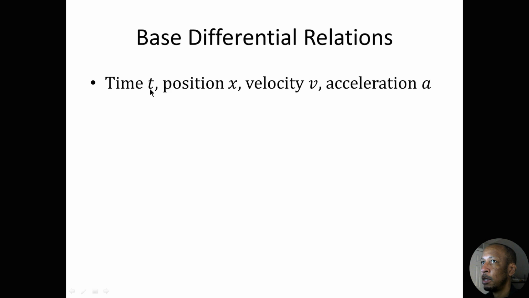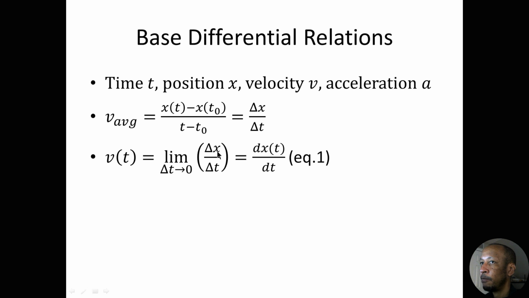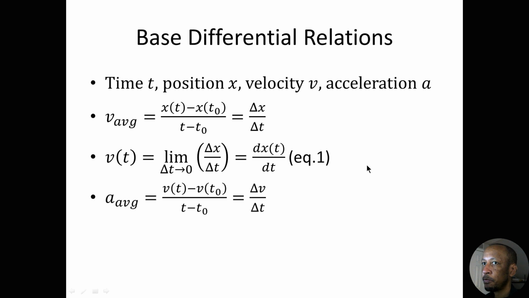So you have time t, position x, velocity v, acceleration a. V average, the average velocity, is x of t minus x of t sub 0 divided by t minus t sub 0. That gives you delta x over delta t. Now if you take that and take the limit as delta t approaches 0, then you get the instantaneous velocity, which is dx of t dt, and that's going to be our equation number 1.